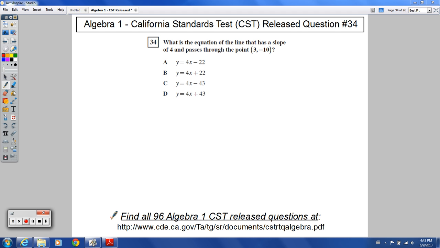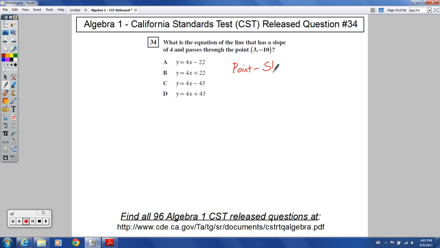Hey there, welcome to Algebra 1 CST release question number 34. It says, what is the equation of the line that has a slope of 4 and passes through the point 3, negative 10? So there's something called point slope form that I want to talk about here.